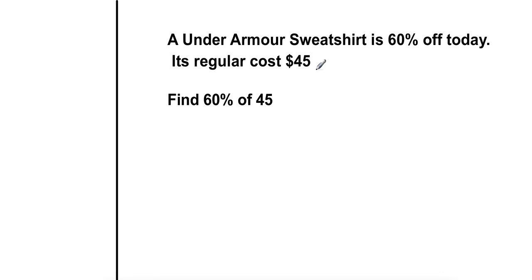Under Armour has a sweatshirt that's 60% off today. Its regular cost is $45. So it's like saying 60% of 45. Again, turn it to a decimal. Of means multiply, 45. So if you take 0.6 in your calculator times 45, you get 27. So you are saving $27. I want you to do these next two. Stop the video to practice them.